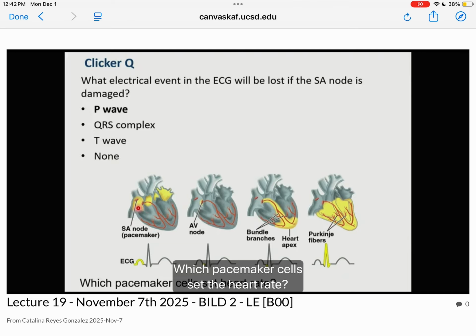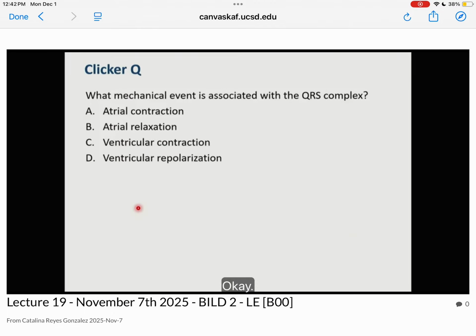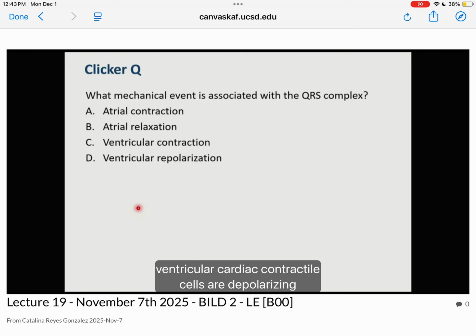Which pacemaker cells set the heart rate? Which is the pacemaker of the heart? Somebody just said it. SA node, right? Okay. What mechanical event is associated with the QRS complex? So the QRS complex is what? What is the QRS complex showing you? What cells are depolarizing? Ventricular cardiac contractile cells are depolarizing. A muscle action potential is happening, the depolarization phase of the muscle action potential.